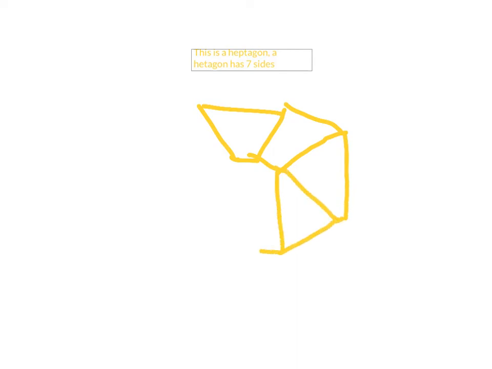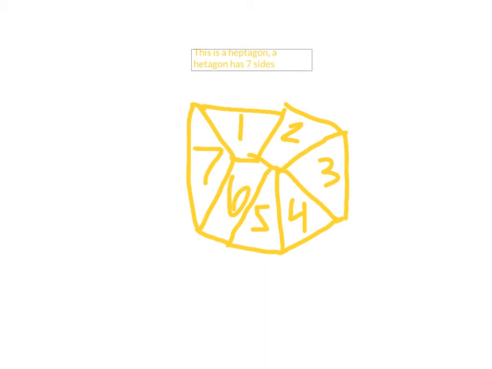This is a heptagon. A heptagon has 7 sides. Let's draw a heptagon. So let's count it. 1, 2, 3, 4, 5, 6, 7. That's a heptagon.